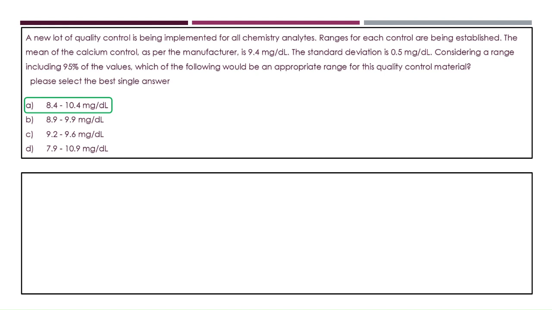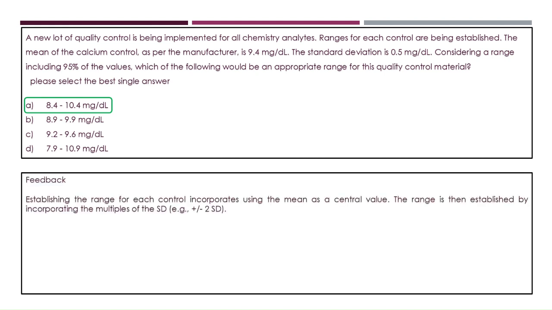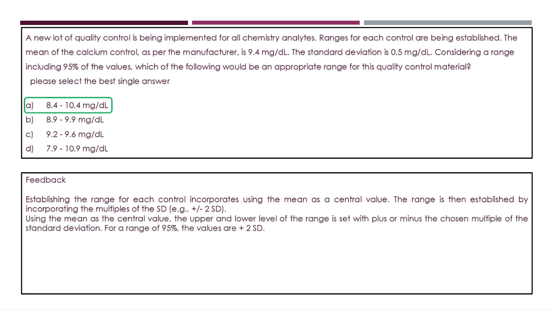Feedback. Establishing the range for each control incorporates using the mean as a central value. The range is then established by incorporating the multiples of the SD, e.g., plus or minus 2 SD. Using the mean as the central value, the upper and lower level of the range is set with plus or minus the chosen multiple of the standard deviation. For a range of 95%, the values are plus or minus 2 SD.